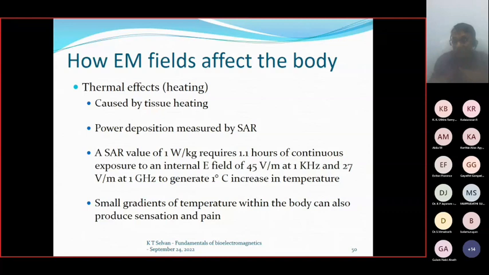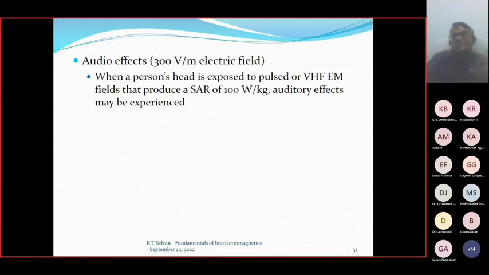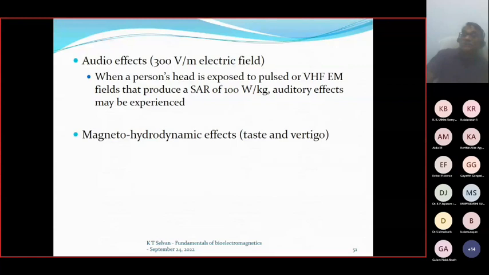And audio effects can be felt at 300 volt per meter electric field when a person's head is exposed to pulsed fields. So you understand pulse, therefore I am sure you are able to appreciate this. And though we have said that biological tissues are mostly non-magnetic, we also mentioned that at a very high magnetic field, that is not the case.